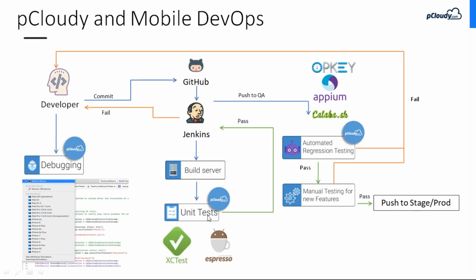If there is a failure by any chance, let's say this unit test has failed, the response is given to the developer immediately. You can configure a whole lot of things. Even if I am not a developer, I am a stakeholder, you can actually configure my email ID.